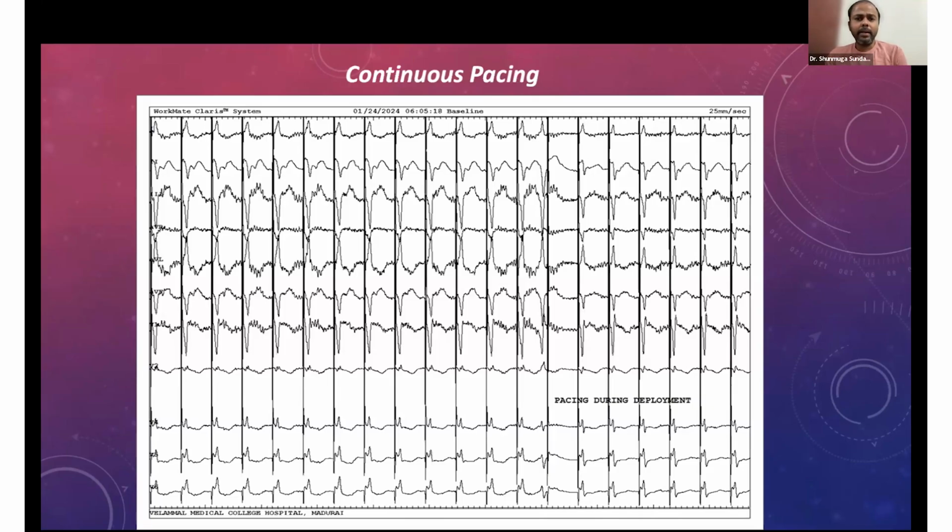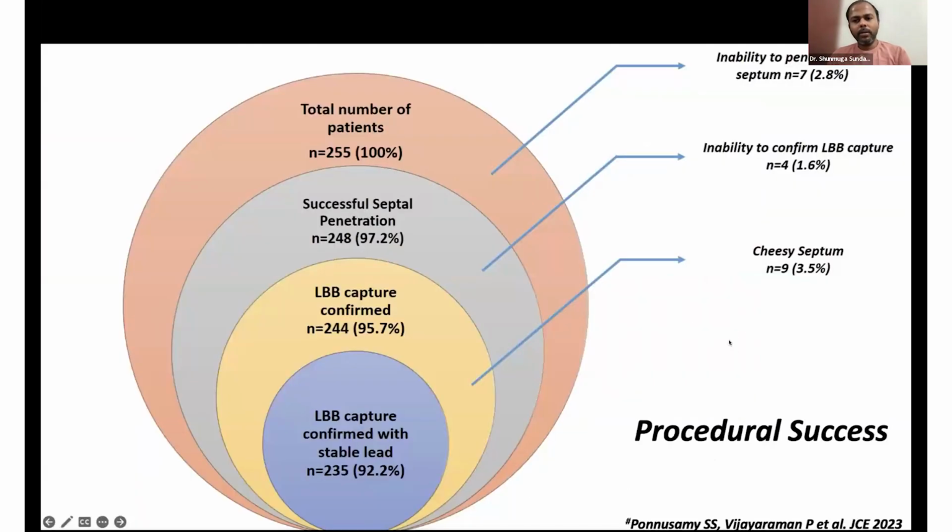Even with the lumenless lead, they have a revolving connector pin, which will come soon into the market, which will allow us to do continuous pacing while deploying the lead. So again, you have to see the QRS morphology. It changes from QS as the lead is in the right side of the septum to QR with a reduction in QRS duration as it reaches the left bundle branch zone.